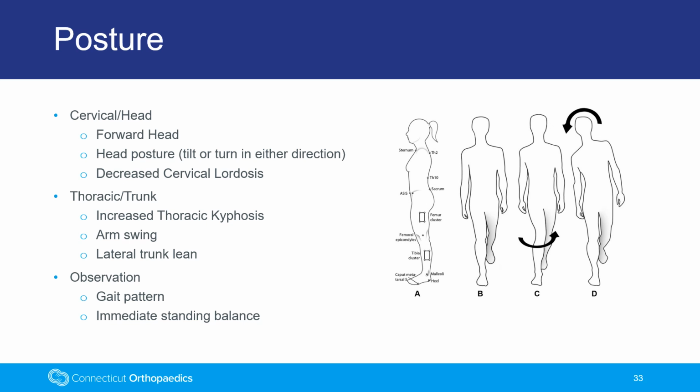Posture, observing just general cervical and head position and sitting. Is your head forward? Is it tilted to one side or the other? Is there increased or decreased cervical lordosis? Looking at the thoracic spine, increased thoracic kyphosis, looking at the arm swing during gait. Is there a lateral trunk lean?